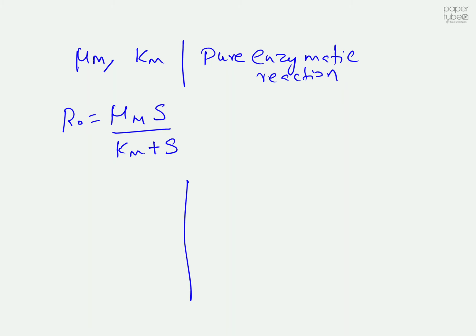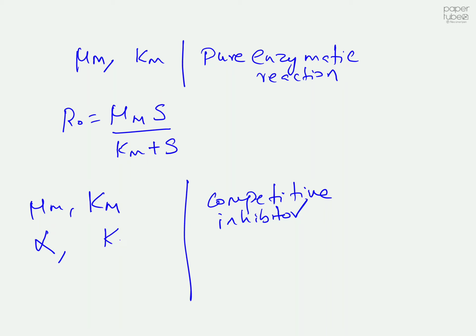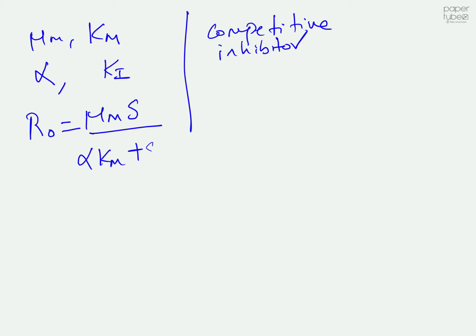And then for a competitive inhibitor, how to get these constants mu m, Km, alpha, Ki. So how to get this? For this we need to use this rate expression mu multiplied by S divided by alpha Km plus S.